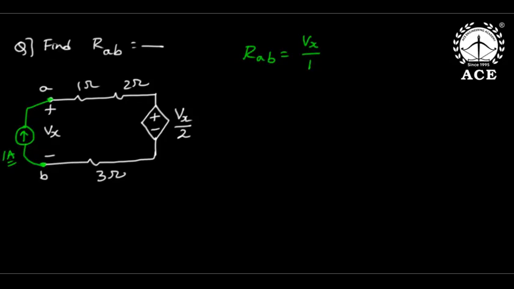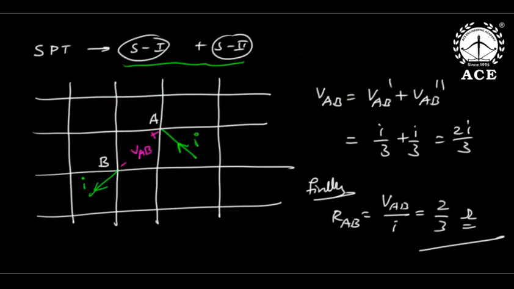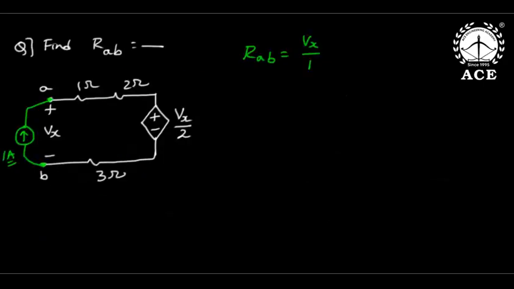Even in the previous problem, Ohm's law is voltage by current at the target terminals, VAB by I. So here also Vx by 1, because here I took 1 ampere. You may ask, sir, why did you take 1 ampere? You can take anything, because Ohm's law is valid for homogeneity. You take 1 ampere, 2 ampere, 100 ampere, 1000 ampere, the ratio will come the same. I took 1 ampere because it makes the calculation easy.